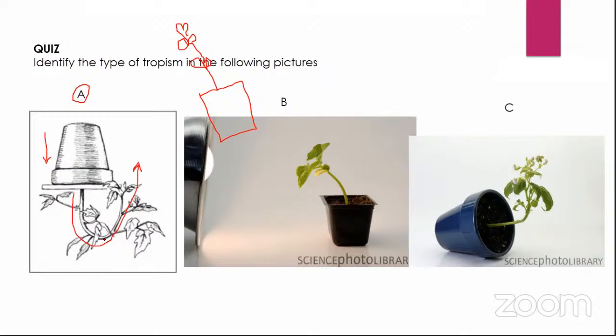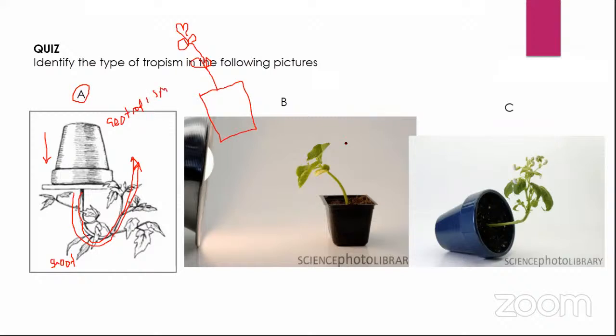Okay. Now, what made it bend is gravitational pull. The shoots, that is the upper part of the plant, are negatively geotropic. So now this is exhibiting geotropism, that it had to grow away from gravity, and that's why it bent. So this is going to be negative geotropism.